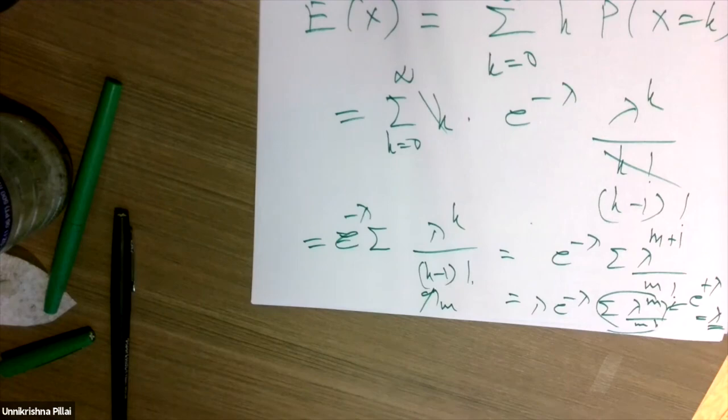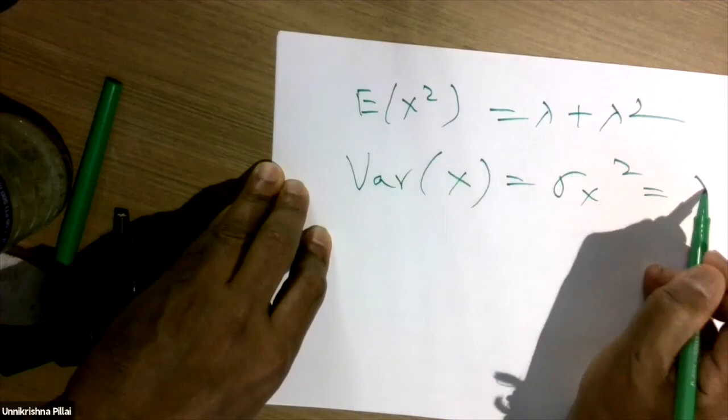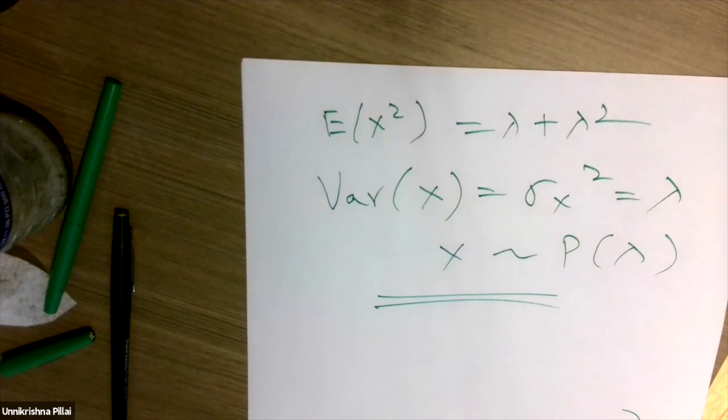And I'm going to ask you to go home and do that. Expected value of X squared is lambda plus lambda squared. So that variance of X is also lambda when X is Poisson. This you need to go home and show. So a lot of these are very standard results. This should be in your repertoire, especially if you are going to continue with this.